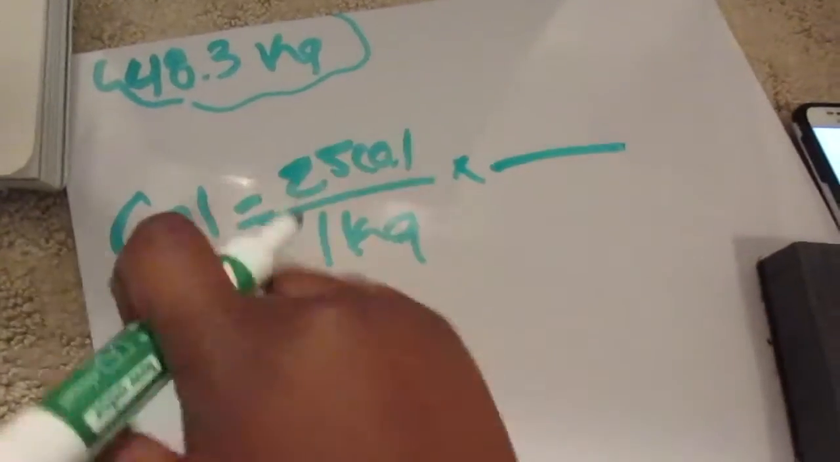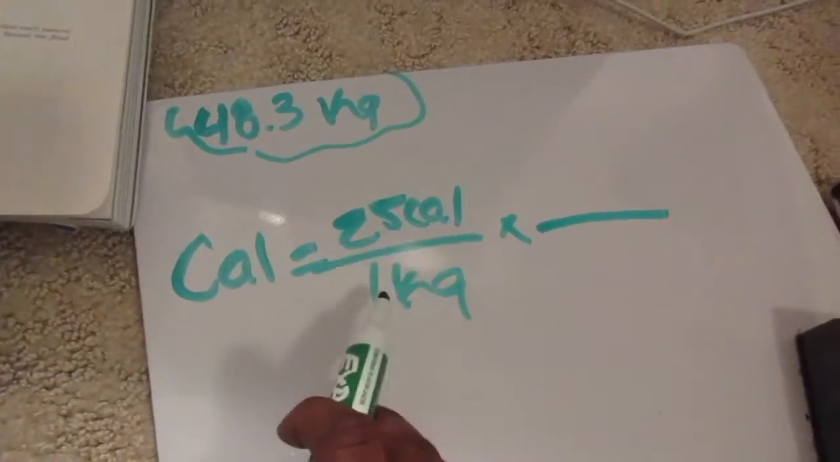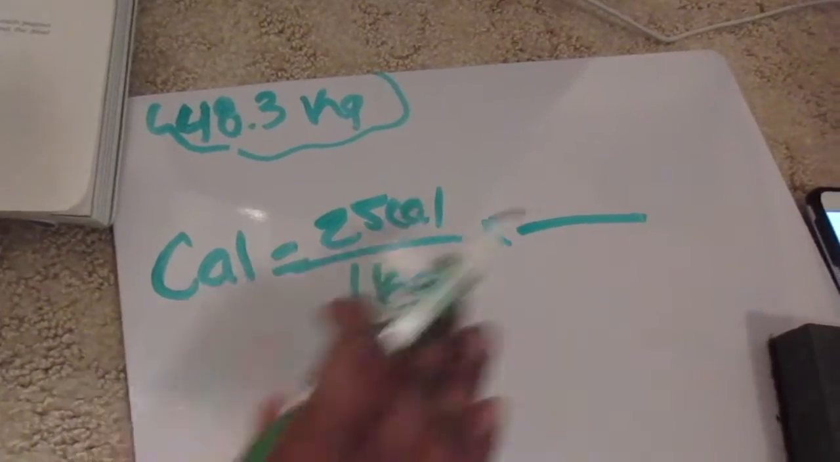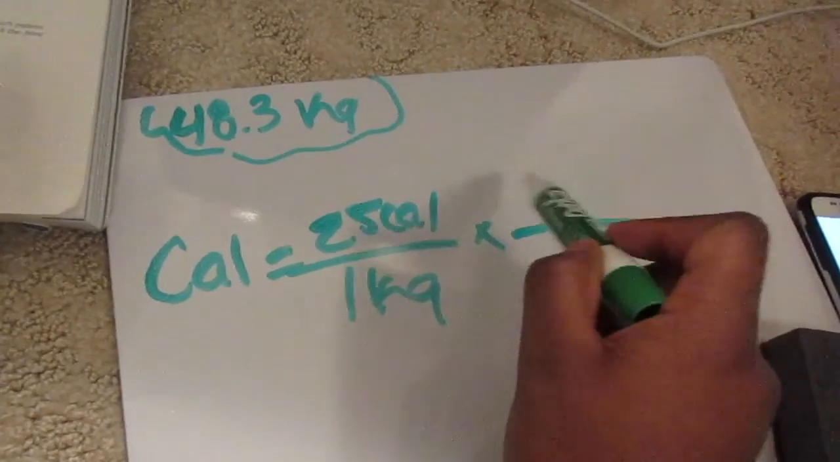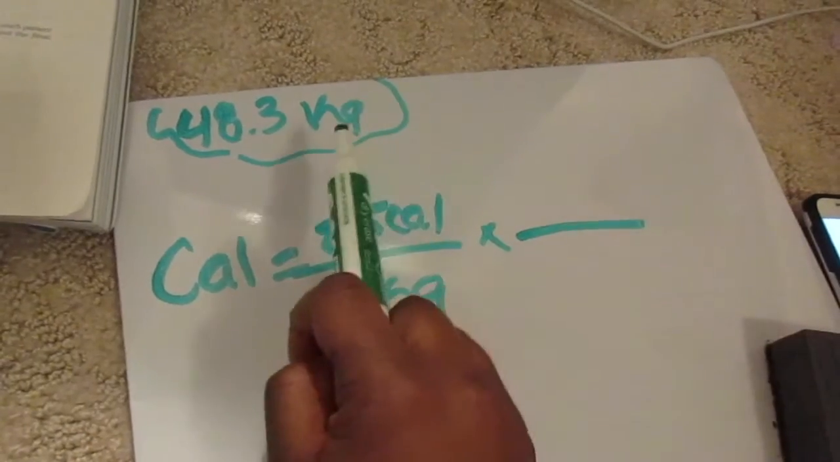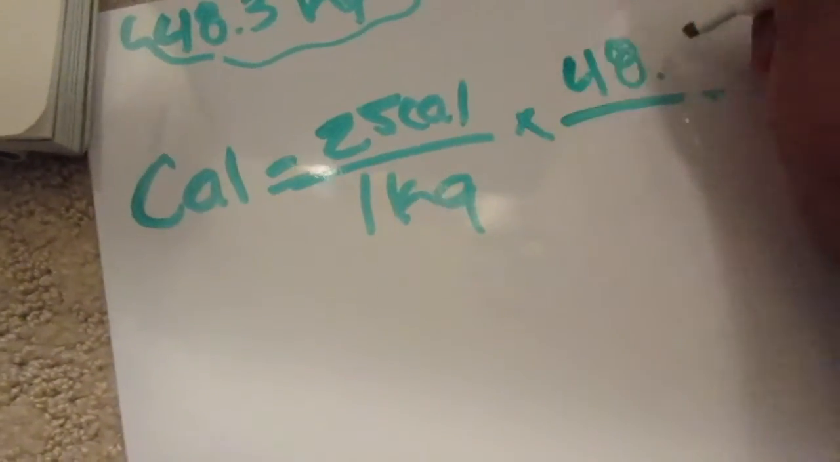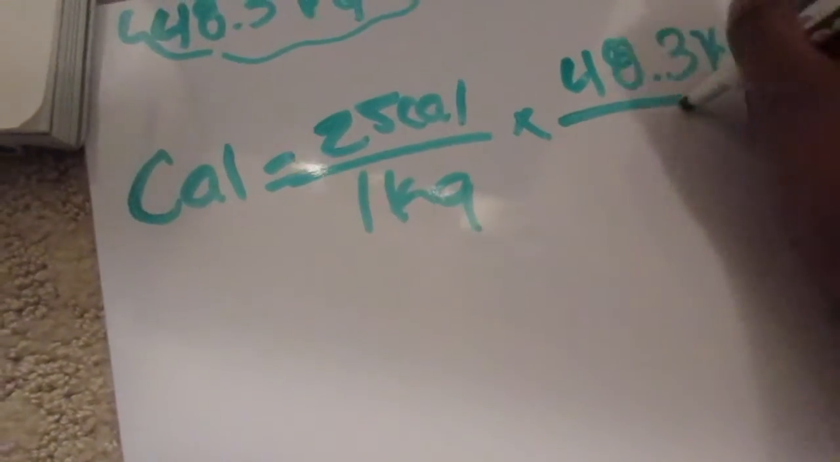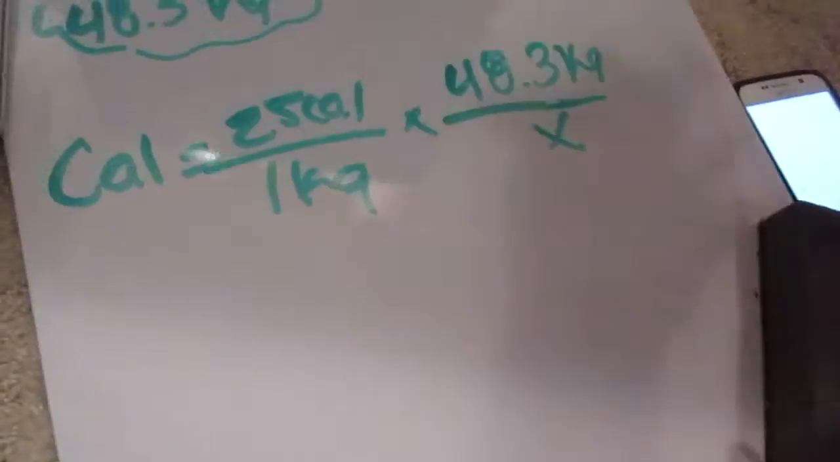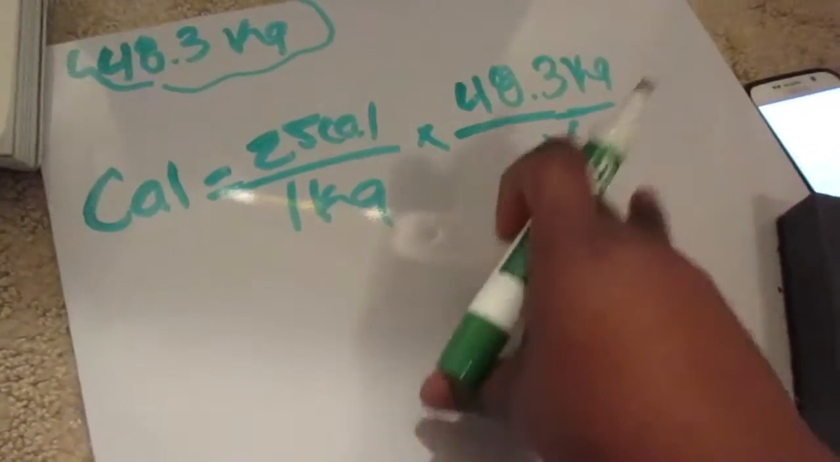So we have the 25 cal, so if this is kilograms, we know that diagonally this has to be kilograms. The only thing that's kilograms in this problem is how much the patient weighs. So we know that the patient weighs 48.3 kilograms over X. That's the end of the problem, because they don't give us any hours or days, they just give us how much they weigh. So then what I like to do is rewrite it and then times it.